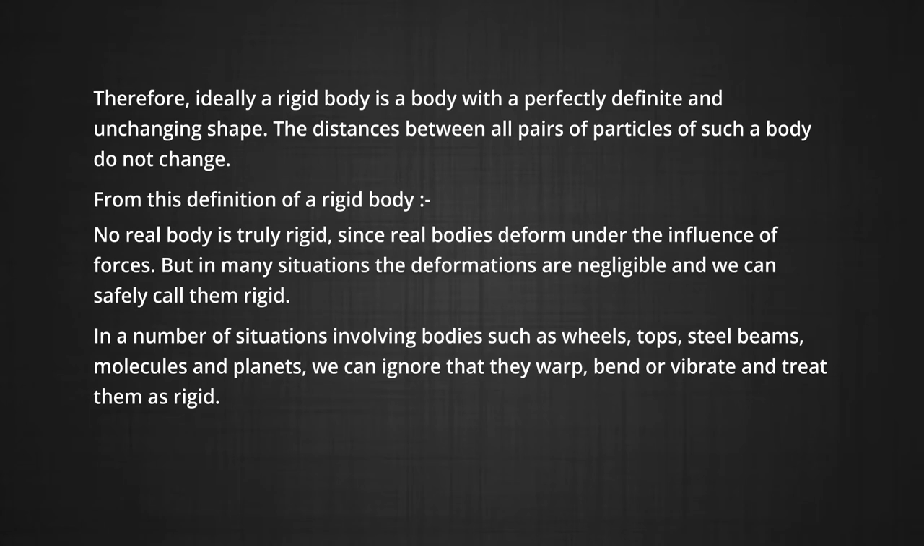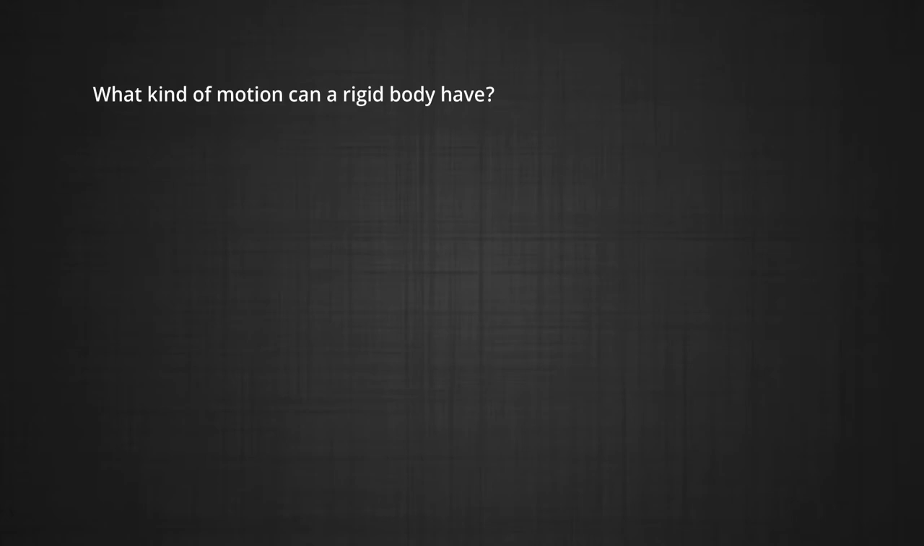In many examples involving bodies like wheels, tops, steel beams, and planets, we can ignore that they warp, bend, or even vibrate. We can consider them to be rigid under all circumstances. Daily life objects in our surroundings can be complicated, and ideal rigid bodies are hypothetical. While discussing the motion of non-point size objects, here we will consider them to be rigid. Then, what kind of motion can a rigid body have?